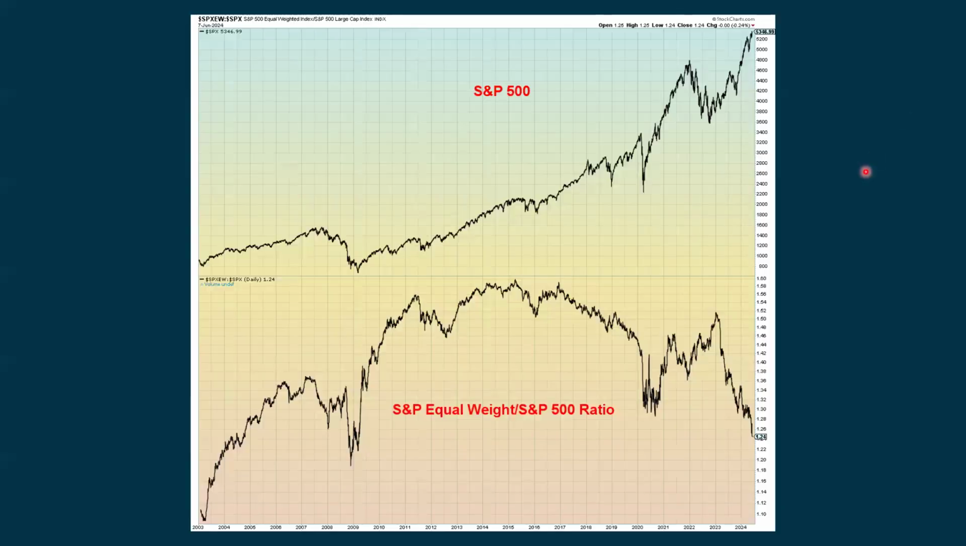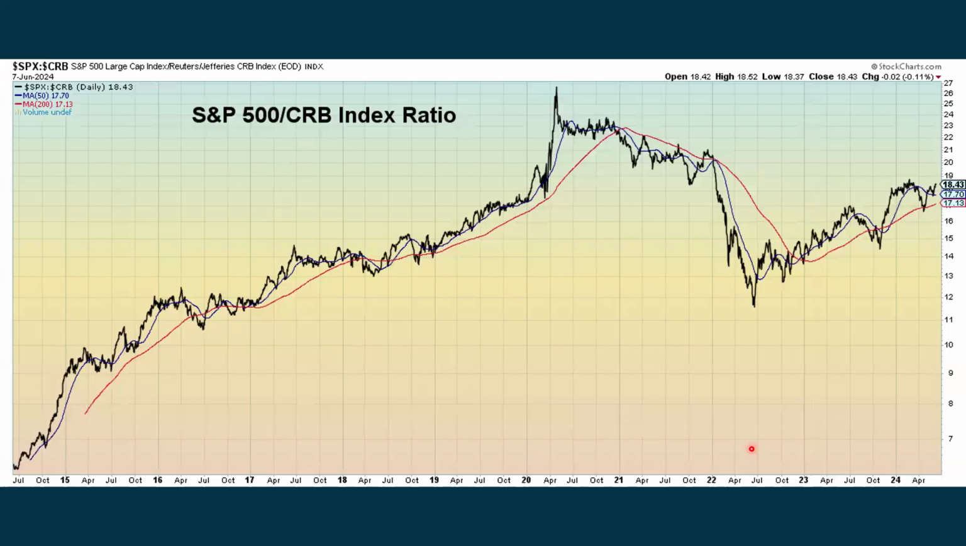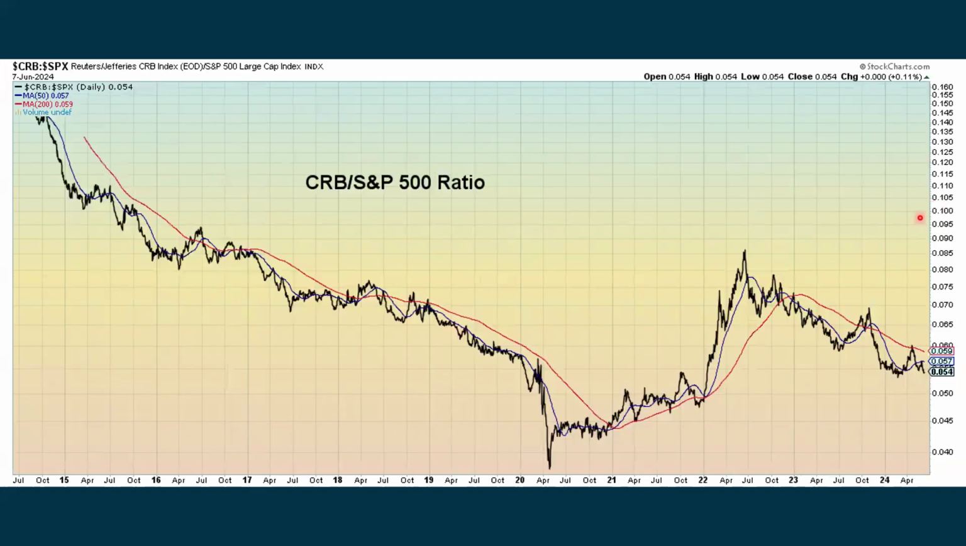This is another way of looking at this. The equal weight has been really underperforming the rest of the S&P. That's what we see when this ratio is going down. Then we compare stocks with commodities, showing that stocks are outperforming, even though both are still in uptrends. Here's an inverse, showing how commodities are underperforming stocks.